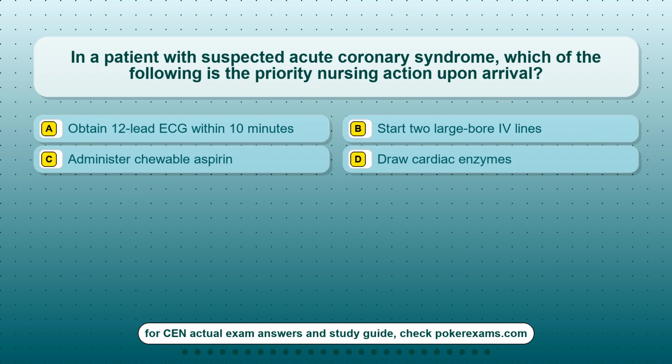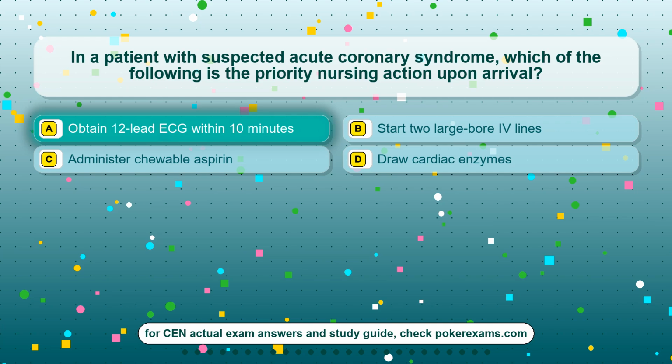Question 14. In a patient with suspected acute coronary syndrome, which of the following is the priority nursing action upon arrival? Option A, obtain 12-lead ECG within 10 minutes. Option B, start 2 large bore IV lines. Option C, administer chewable aspirin. Option D, draw cardiac enzymes.